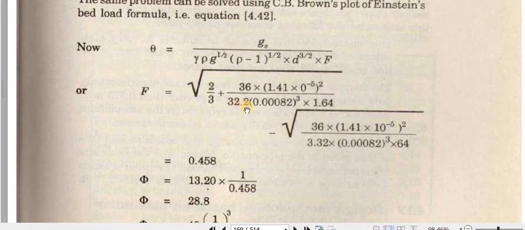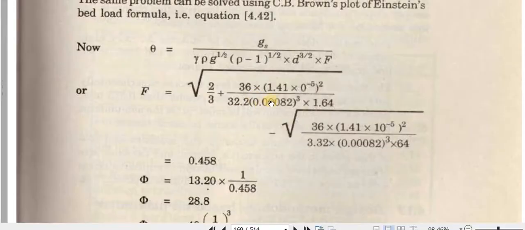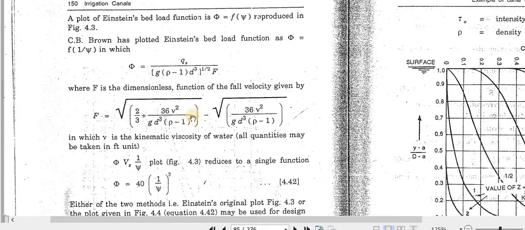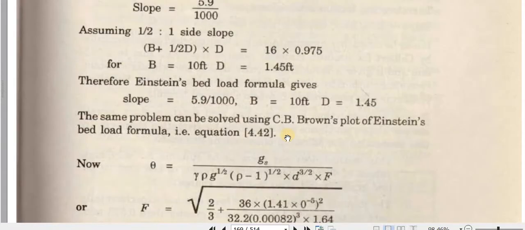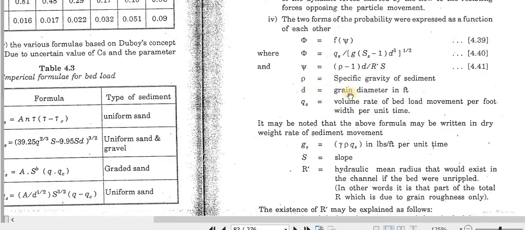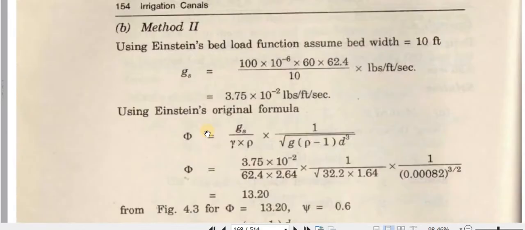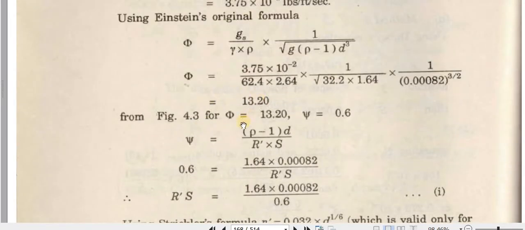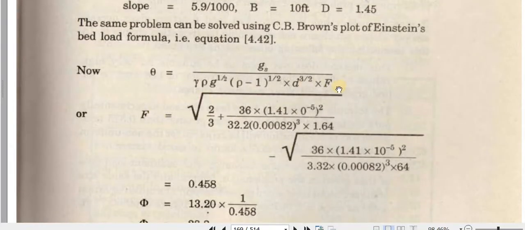g is 32.2, and D cubed is equal to this one, and 1.64, that is equal to rho minus 1. So F will be calculated from here, and D is basically the grain diameter in feet. So you have to enter the grain diameter in feet, and after calculation of F, we have to enter F here. We have to calculate all the other parameters.